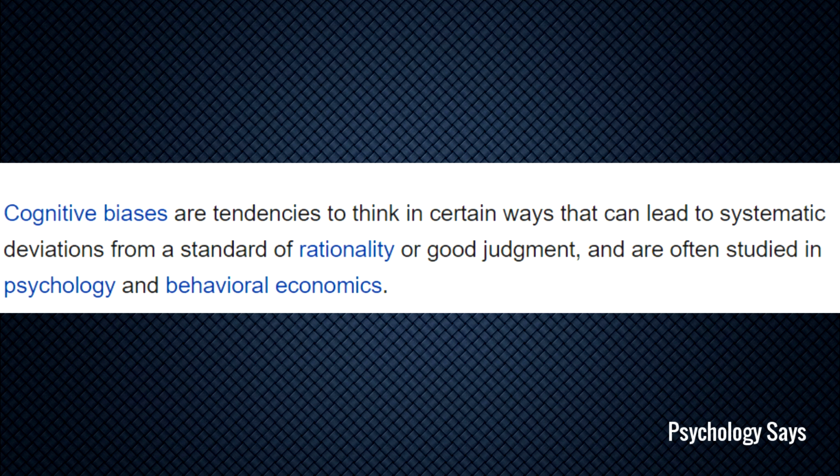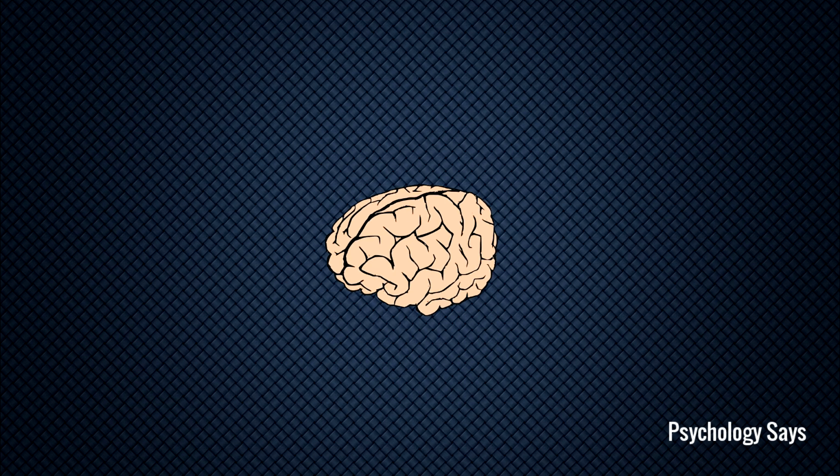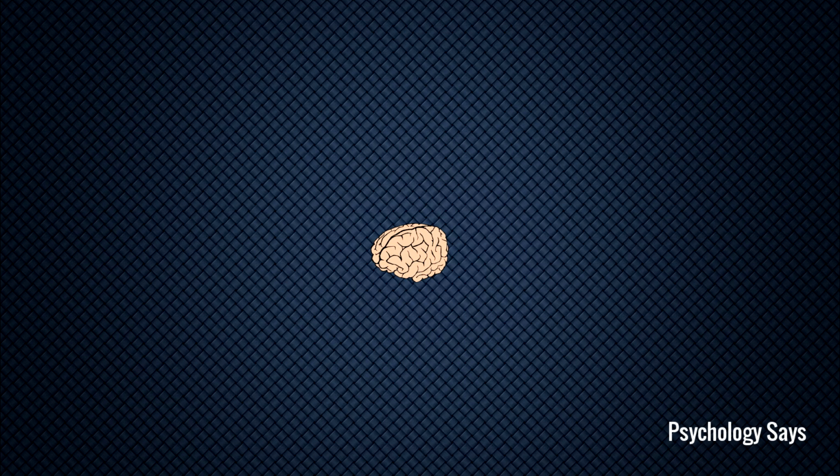Cognitive biases are tendencies to think in certain ways that can lead to systematic deviations from a standard of rationality or good judgment. Now this definition makes it seem like biases are ways to limit our own thinking and it's mostly a bad thing.